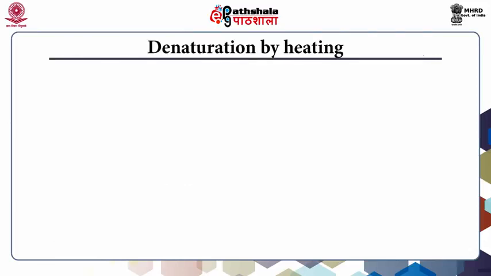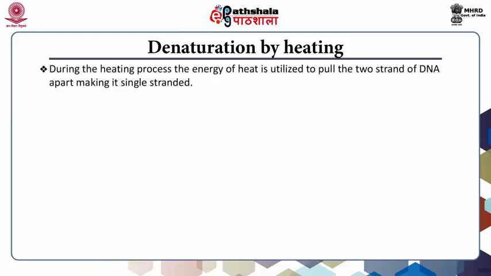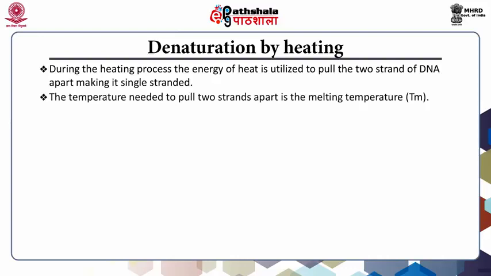Then denaturation by heating, this is very important. During the heating process, the energy of heat is utilized to pull the two strands of DNA apart, making it single stranded. Actually, the DNA strands are linked by GC triple bonds and AT double bonds. So, heat breaks those bonds. The temperature needed to pull two strands apart is called the melting temperature or Tm. This Tm is an important property of the DNA.